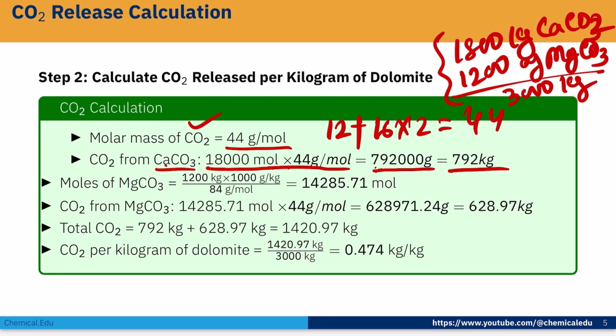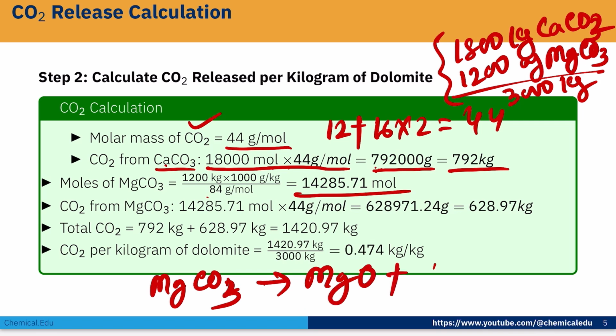Now moles of magnesium carbonate will be 1200 kg of magnesium carbonate into 1000, so we convert kg to gram, divided by 84. 84 is the molar mass of magnesium carbonate. So that will give 14285.71 mole. Now if you see the reaction, magnesium carbonate decomposes and produces magnesium oxide plus CO2, 1 mole and 1 mole.